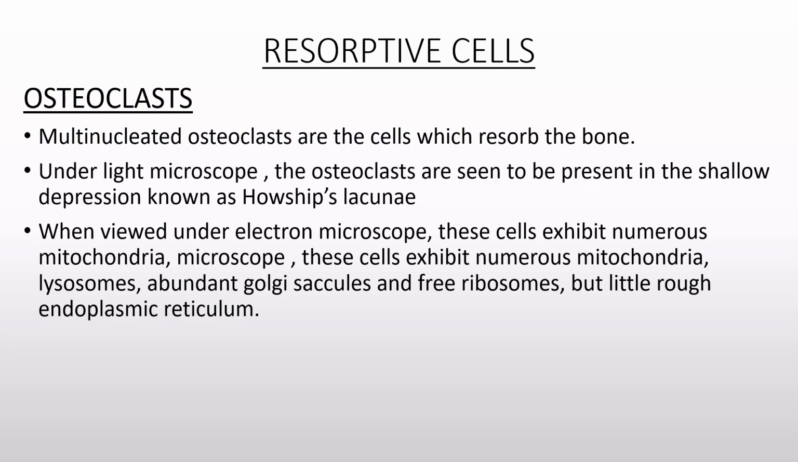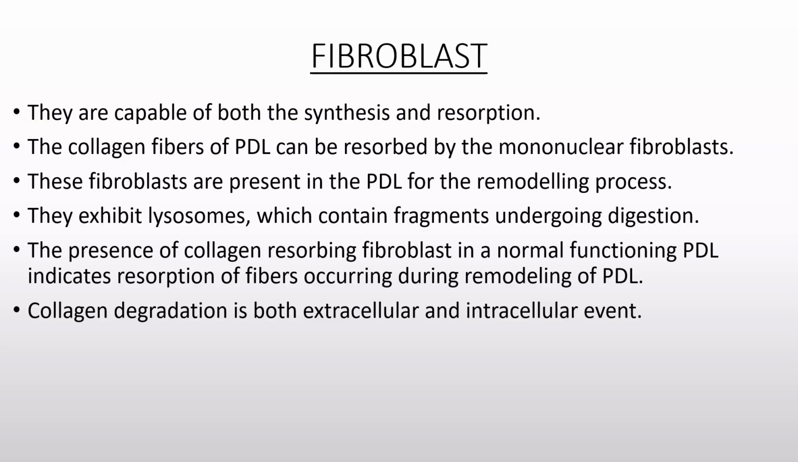Coming to the resorptive cells, the first one is the osteoclast. These are multinucleated cells which can resorb the bone. Under light microscopy, they can be seen to be present in a shallow depression, which is known as the Howship's lacuna. Under the electron microscope, these cells exhibit numerous mitochondria and lysosomes, abundant Golgi saccules, and free ribosomes.